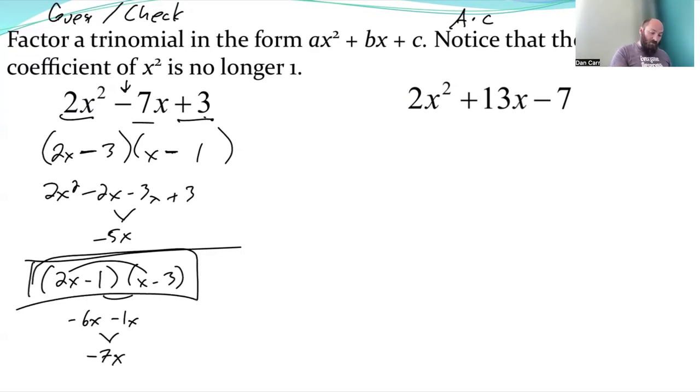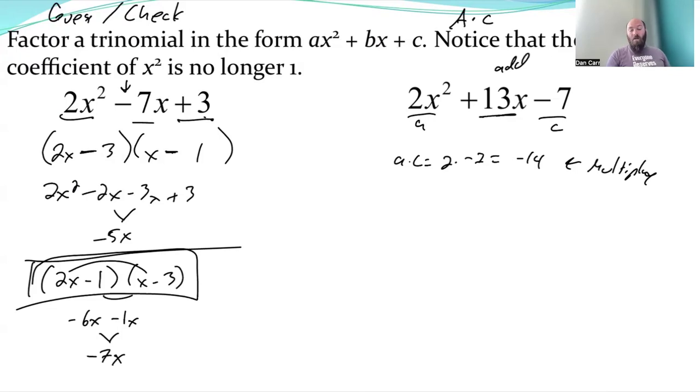The AC method means we're going to take the A value and the C value and multiply them together. So 2 times a negative 7 is a negative 14. Now, if I start thinking about this value here of 13, I want to multiply to a negative 14, but still add to the 13. And that's going to come from a positive 14 and a negative 1.